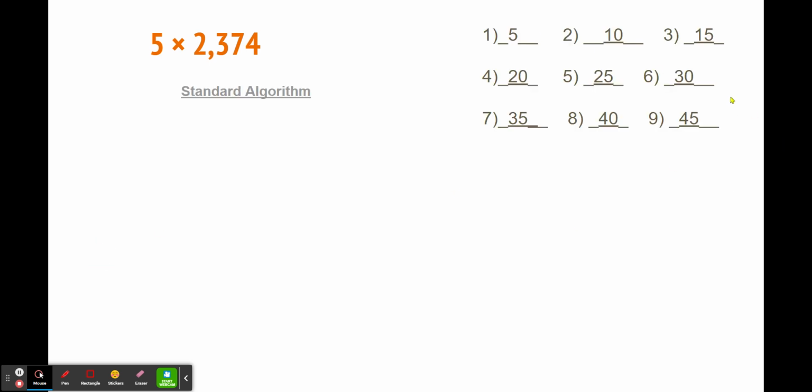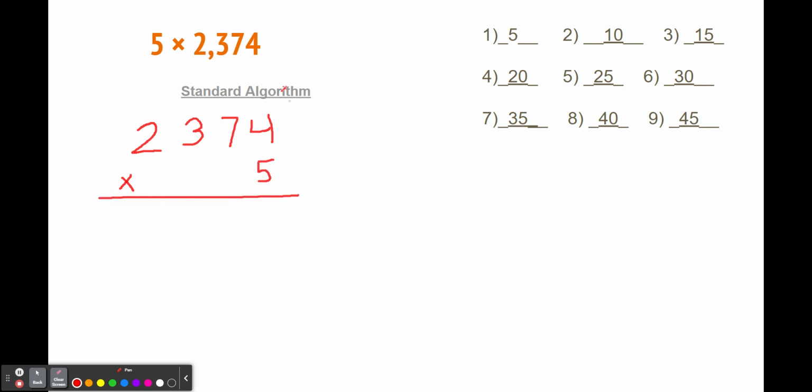Now let's go ahead and solve the same problem, 5 times 2,374, with a standard algorithm. Now we have our 9 lines up here again. We already did our math of our multiples of 5. So now let's go ahead and do the standard algorithm. Now when we have standard algorithm, we're going to go ahead and list out our numbers. So we have 2,374. And we're going to multiply that by 5. So I'm going to show you how we can do this by listing our partial products on the side.